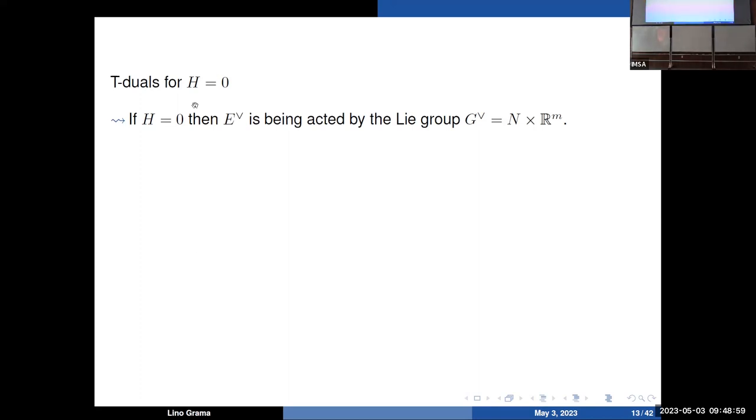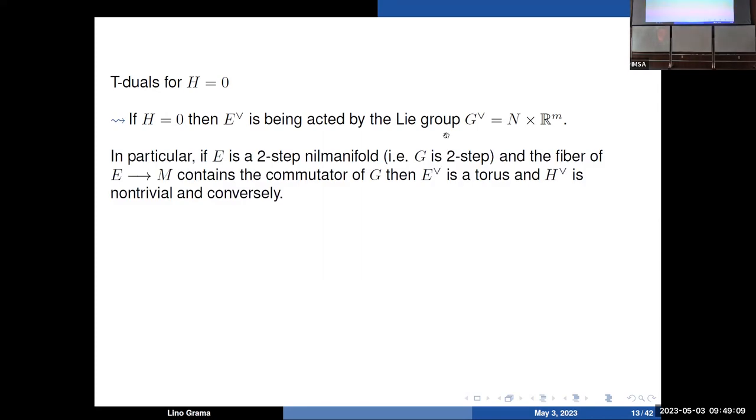Okay? And if we start with H is zero, then we have a very nice description of the dual group. In particular, if you start with a nilpotent two-step Lie group, and the fiber is contained in the commutator in the center of g, the dual will be a torus, and the H-check is non-trivial, and vice versa.